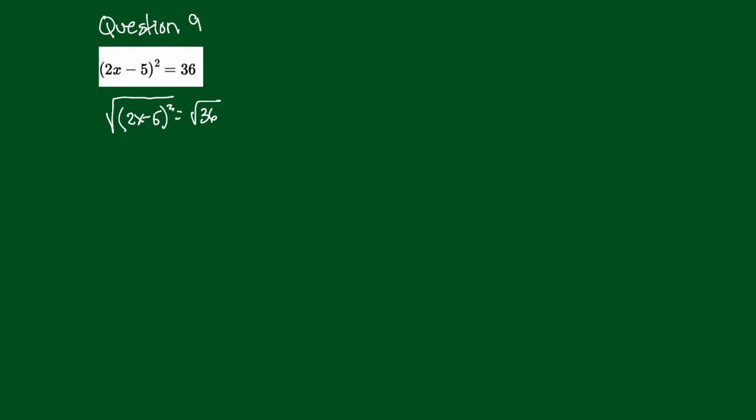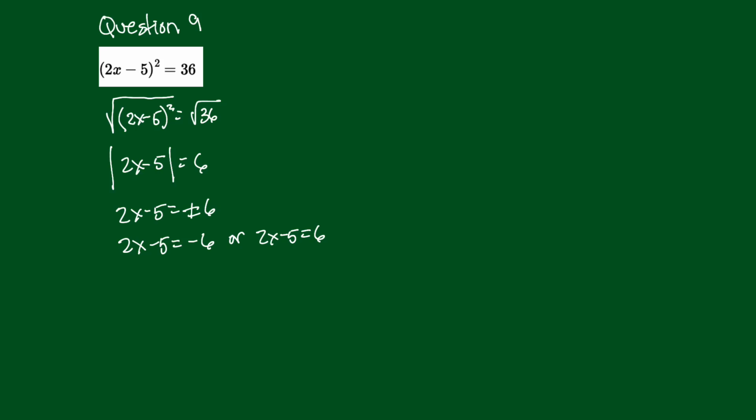Now on the left side, I have the square root of a square. I'll get the absolute value of 2x minus 5 equals square root of 36 is 6. Now, when I eliminate those absolute value signs, here's what I get. I get 2x minus 5 is equal to plus or minus 6. And with that, I can write that like this. 2x minus 5 equals negative 6, or 2x minus 5 equals positive 6.